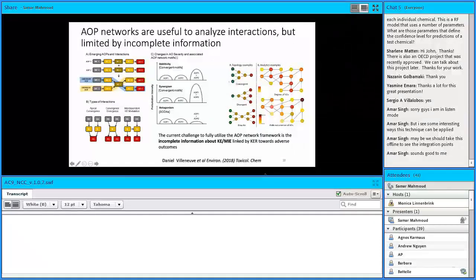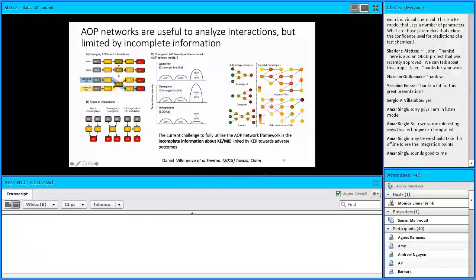And to demonstrate this, the AOP network has been proposed to analyze these interactions, which considers multiple key events and molecular initiating events. However, the state of knowledge of the current AOP network is still limited and incomplete, which might limit the utility of this network at the current time to be used for toxicity assessment.